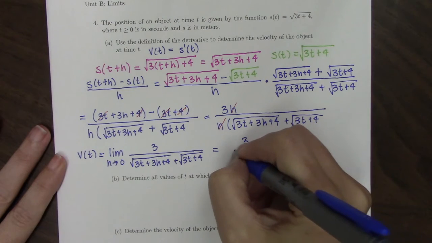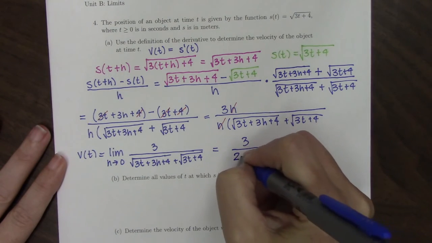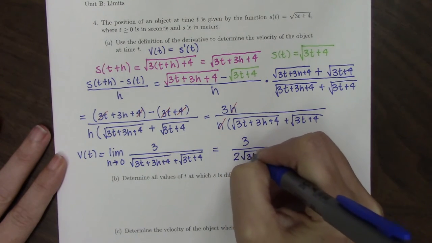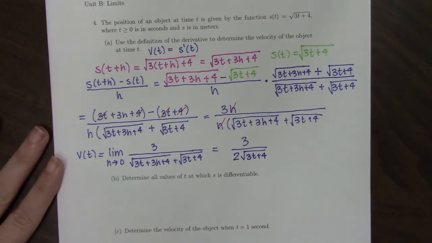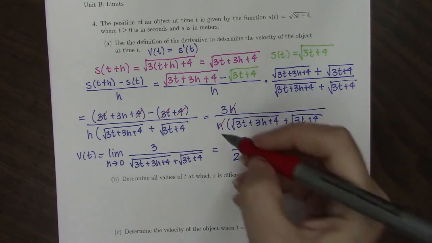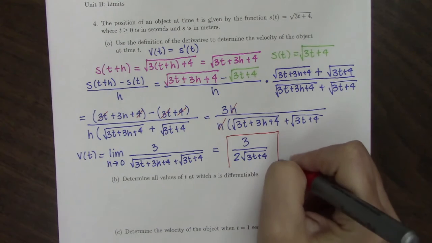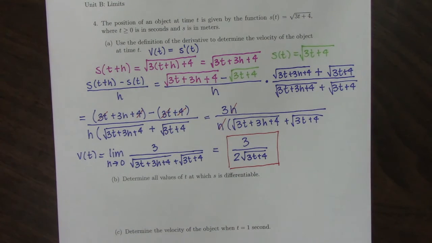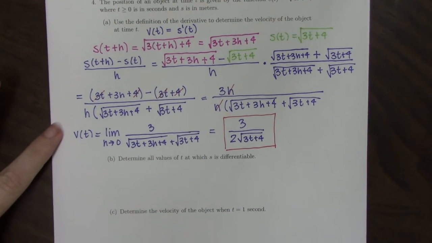So that means this limit will be 3 over 2 times the square root of 3t plus 4. So this is our velocity function. Part B says we'll determine all the values of t at which s is differentiable.